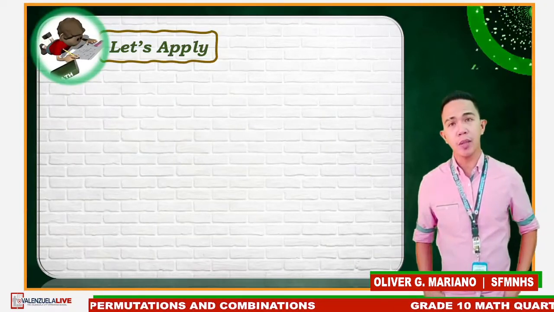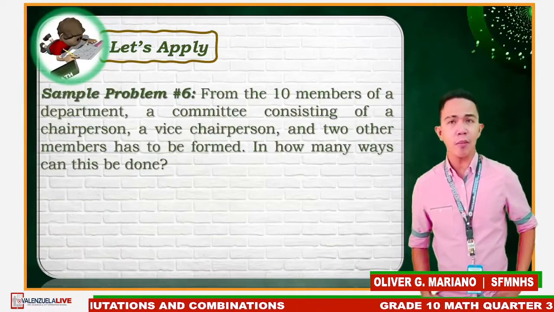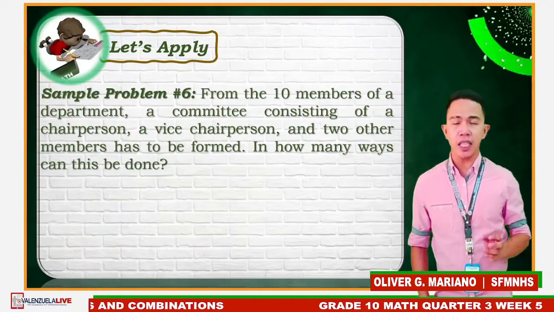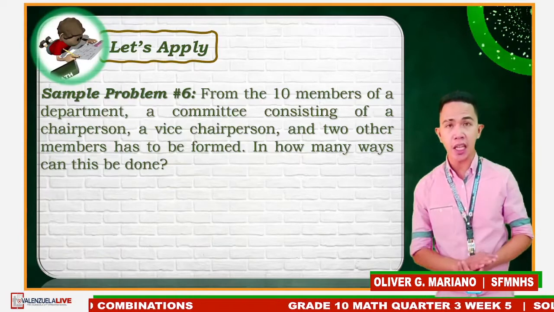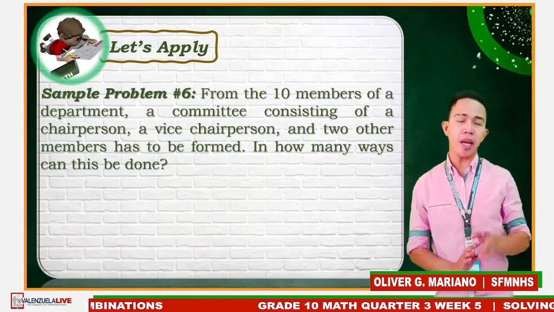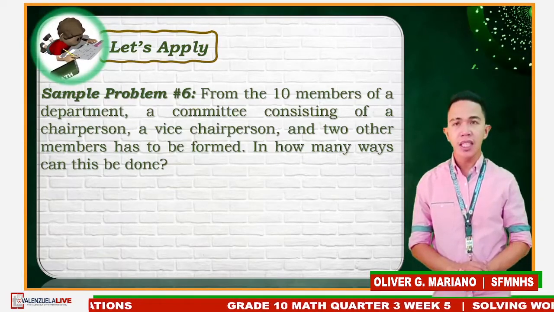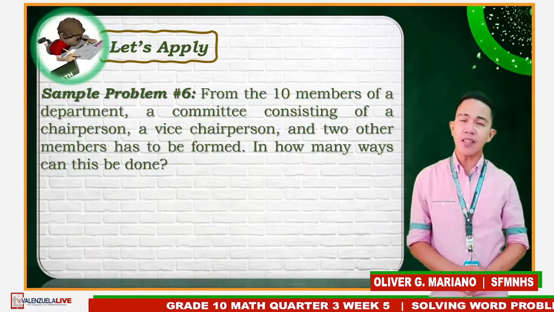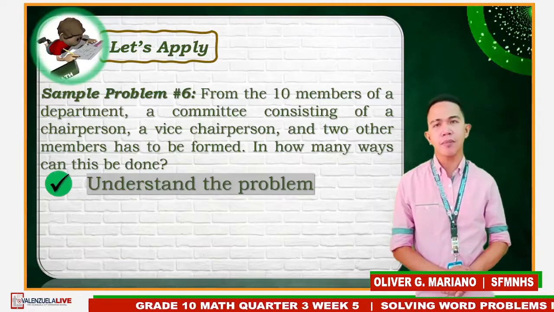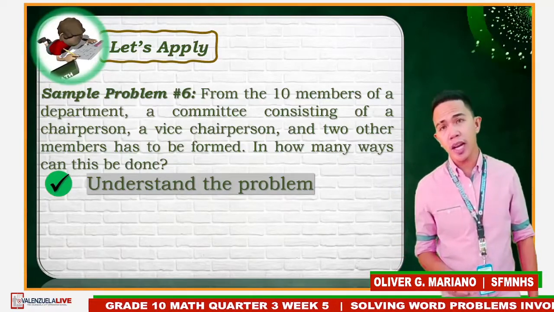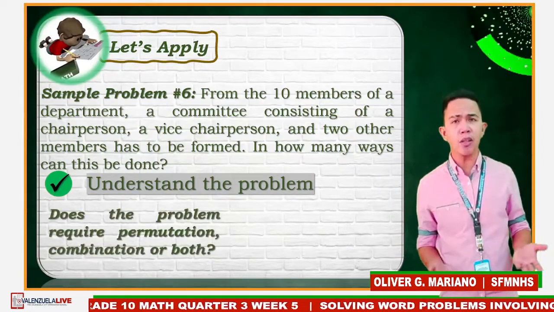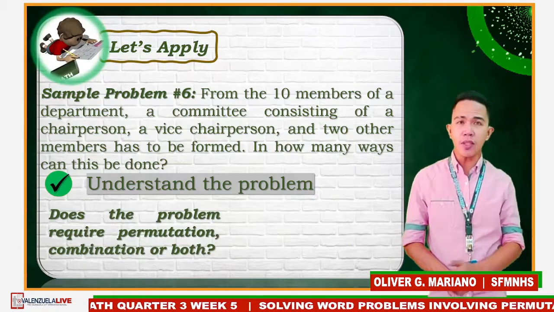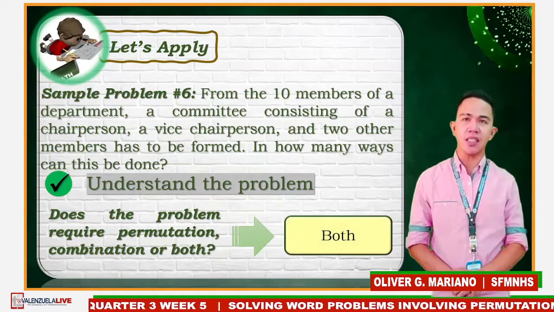Sample problem number 6. From the 10 members of a department, a committee consisting of a chairperson, a vice chairperson, and 2 other members has to be formed. In how many ways can this be done? First, we understand the problem. Does the problem require permutation, combination, or both? Nice. The problem requires both permutation and combination.